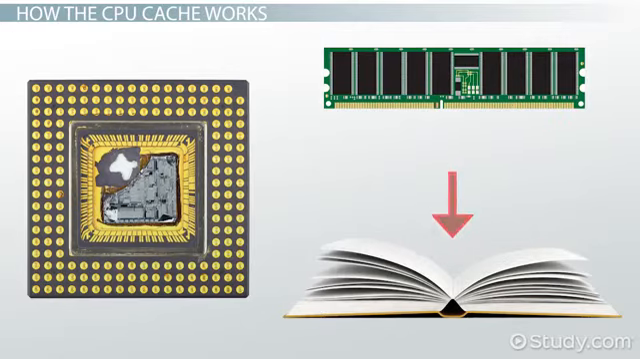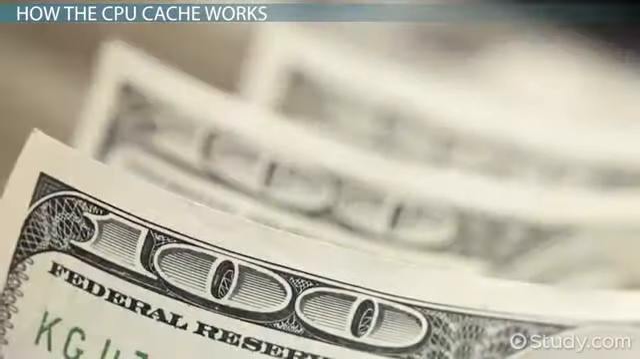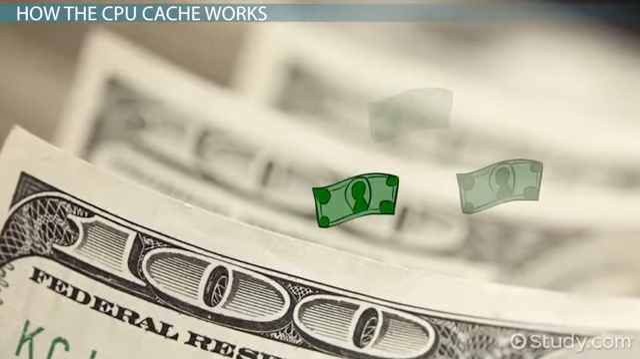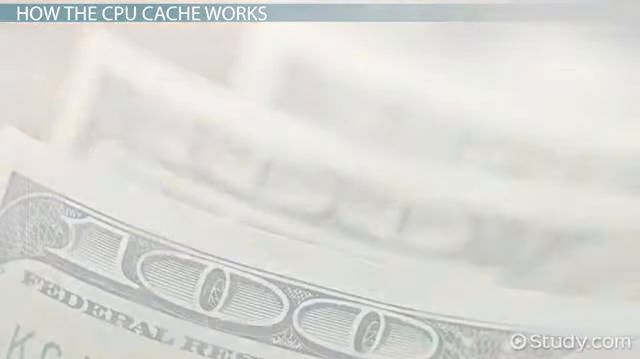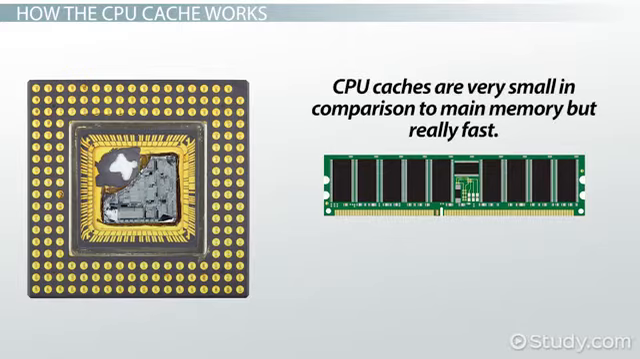However, if you end up with a notebook of 100 pages, it no longer has the same benefit in terms of speed as the really small notebook with only a few pages. And, by the way, every page in the notebook costs a lot more than a page in the textbook. So we want to keep the CPU cache small and efficient. In a typical computer system, the main memory in terms of RAM will be around 2 to 8 gigabytes. A CPU cache on a modern chip is in the order of several megabytes, which is around 1,000 times smaller. So CPU caches are very small in comparison to main memory, but really fast.